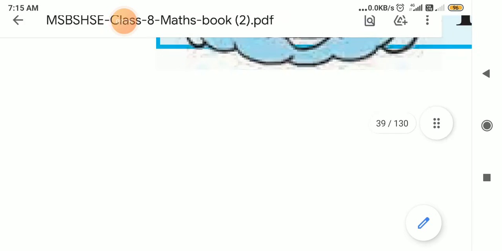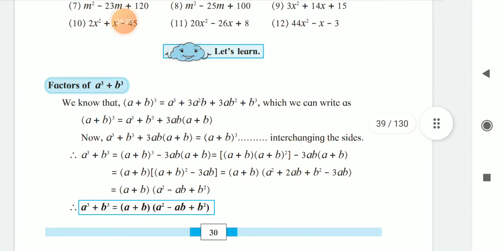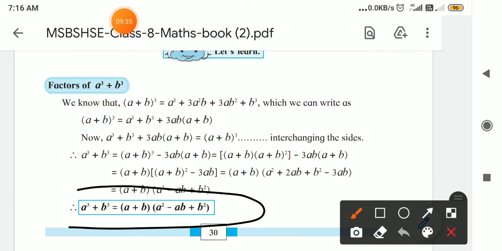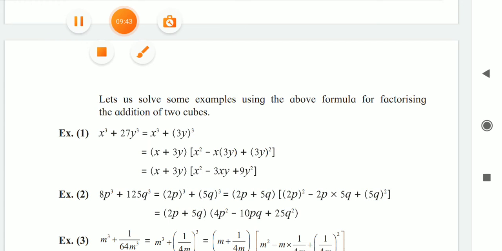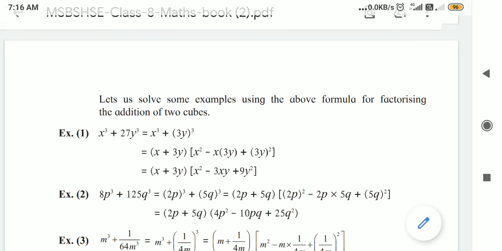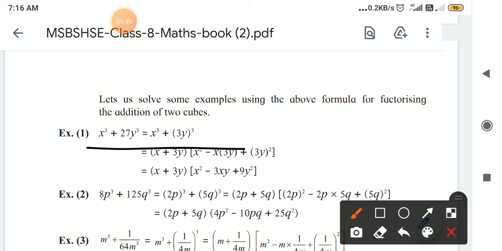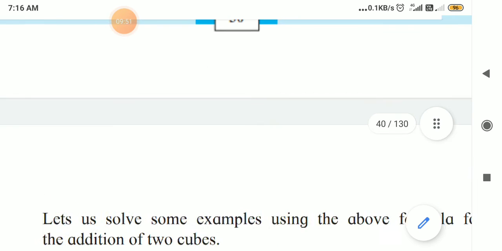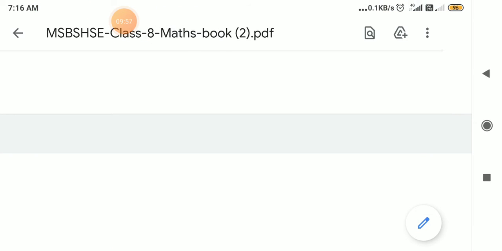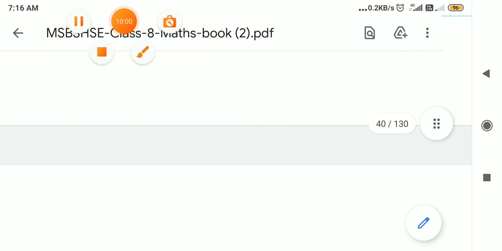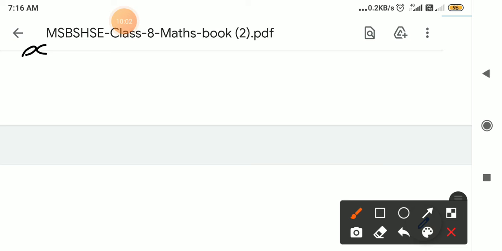Clear? So the first example. See here, a cube plus b cube is equal to (a plus b)(a square minus ab plus b square). Now we will solve this example. What is the example? x cube plus 27y cube. I will solve and show you.